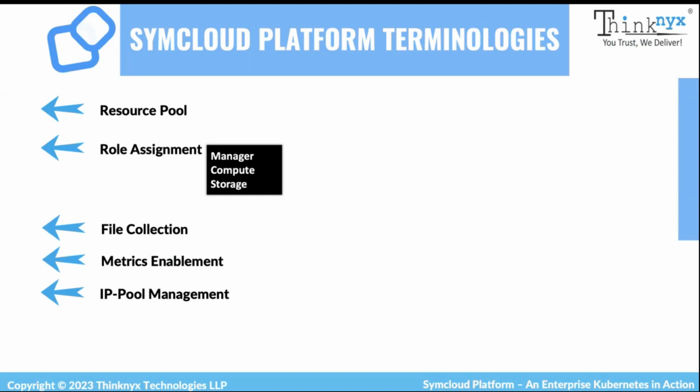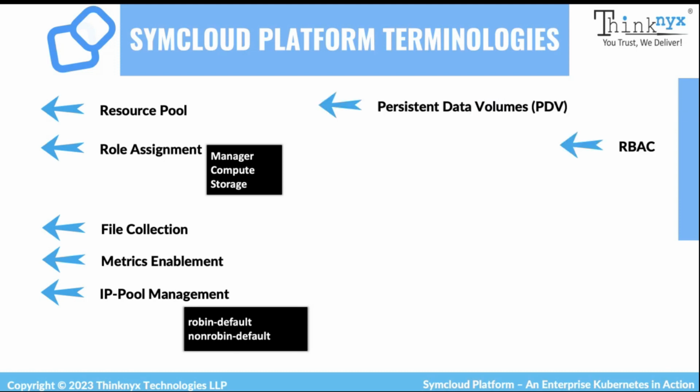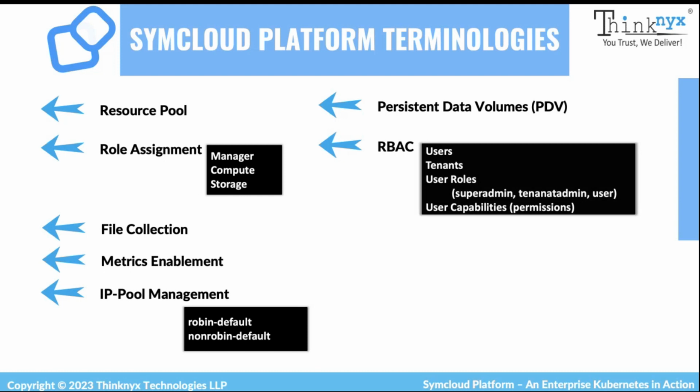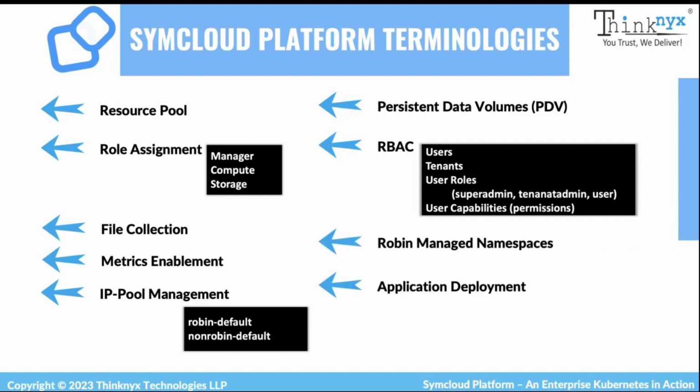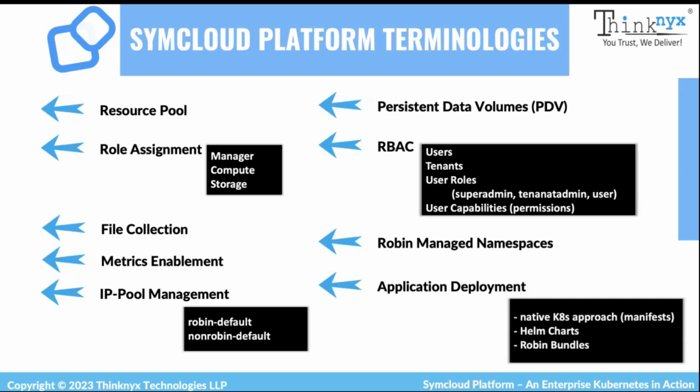So see here, file collection, metrics, and likewise you have IP pool management. There are two types of Calico pools which by default Robin creates. One is called Robin default, one is called non-Robin default. For Robin bundles, it will take the range from Robin default, and for other workloads, it will take the range from non-Robin. So PDBs I defined, already explained to you. RBAC, again, a couple of things are there. Robin managed namespaces, and then finally your application deployments.